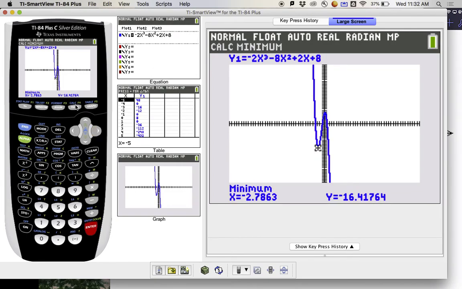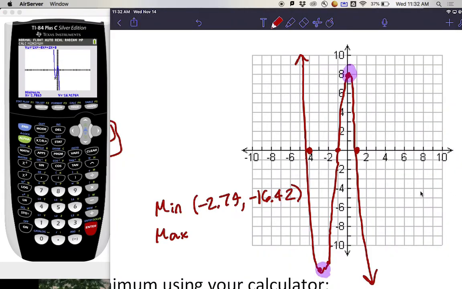And that minimum point apparently is at negative 2.79, comma negative 16.42. That's your min. And I wrote that here on the screen.